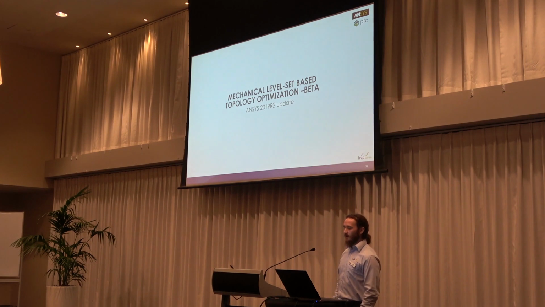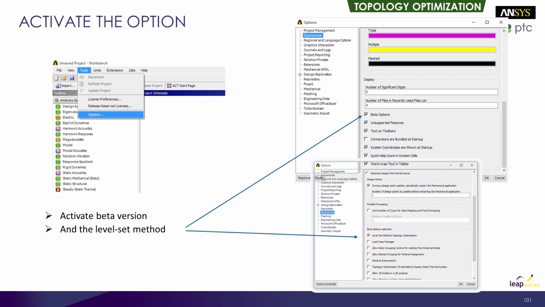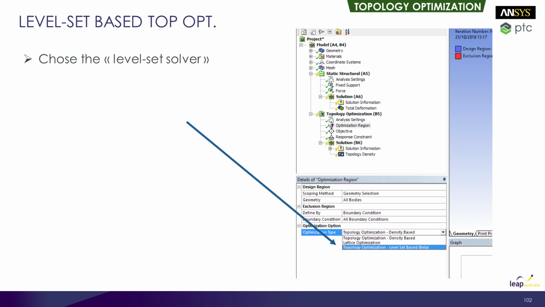And then finally, this is the last thing I'll talk about. It's still beta, but it's worth talking about because it's a really nice feature in topology optimization. It's basically a new solver called the level set topology optimization solver. To access it, you go to Tools, Options, switch on beta features, and then switch on this level set method, topology optimization. And then when we do the topology optimization, we choose the solver type here, or the optimization option, level set.